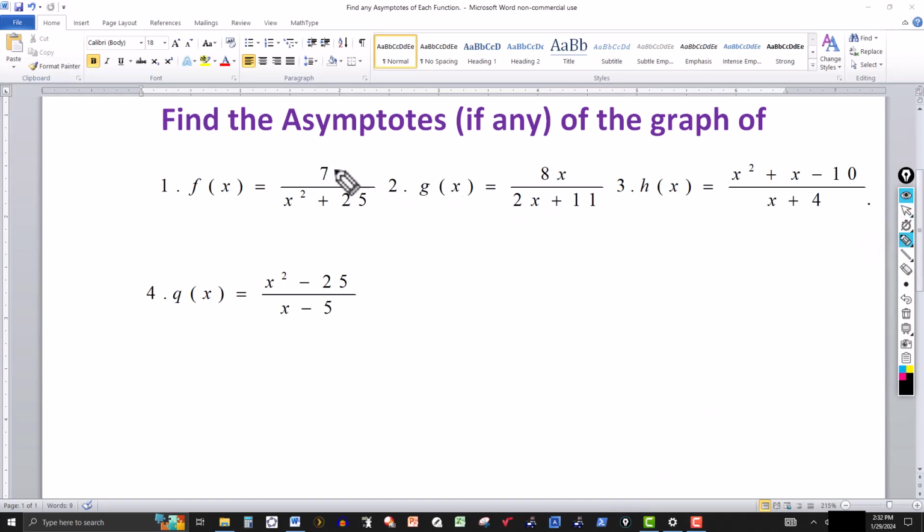So for the first one, it's already in lowest terms. There's nothing I can factor out or cancel. Degree, if I put an x here, that would have to be 0. And this is 2, so 0 is less than 2. So the horizontal asymptote, and of course these are the equations that we're talking about, is the x-axis, which has equation y equal to 0.